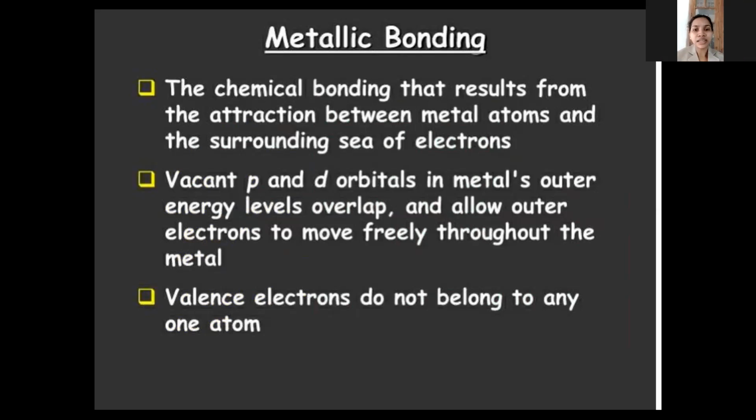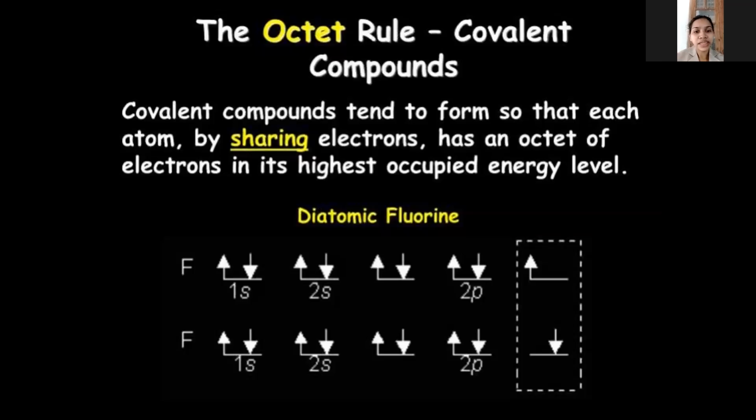We have seen first that there are two types of bonding, ionic bonding and covalent bonding. There is another kind of bonding, that is metallic bonding. It is the chemical bonding that results from the attraction between metal atoms and the surrounding sea of electrons. In metals, vacant p and d orbitals in outer energy levels overlap and allow outer electrons to move freely throughout the metal. Valence electrons do not belong to any one atom.